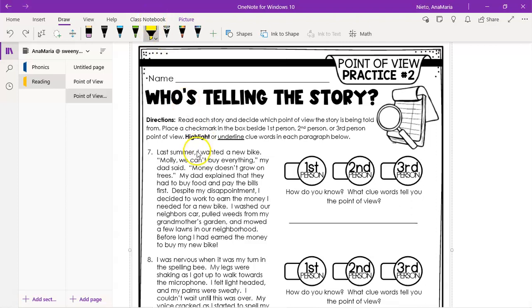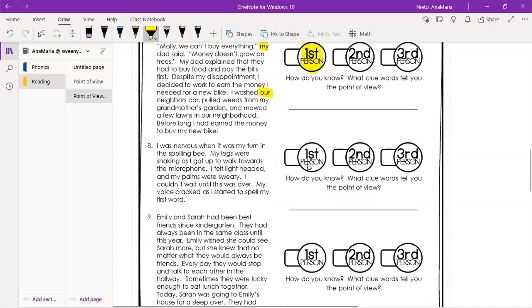So some of the clue words I have is I, my, our. Okay, so using those clue words, I know that we are in first person. Okay, first person. And I know this because the character in the story is telling the story because they're using words like I, my, me, our. Okay. So let's look at the second one.